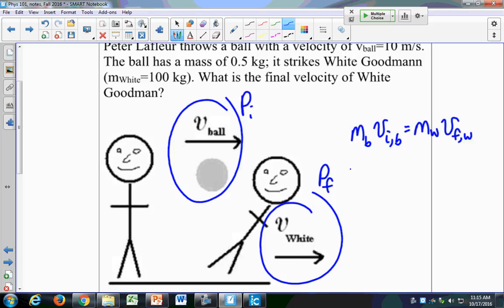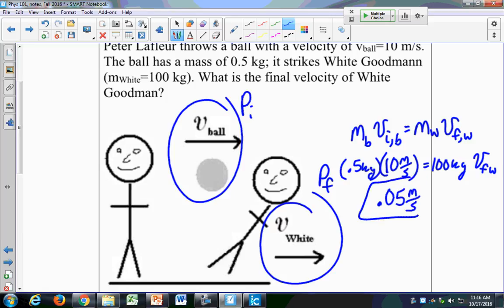The mass of the ball, I said, was 0.5 kilograms. He throws it at about 10 meters per second. So that's about 20 miles an hour or so. White Goodman is 100 kilograms. And his velocity, VFW, is going to be 5 over 100, or 0.05 meters per second. So that's the answer. Let's do a few more clicker questions, please.